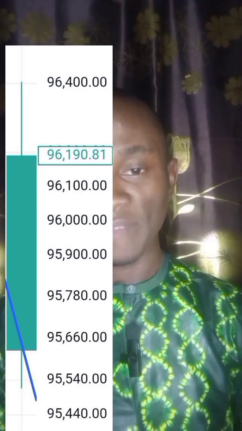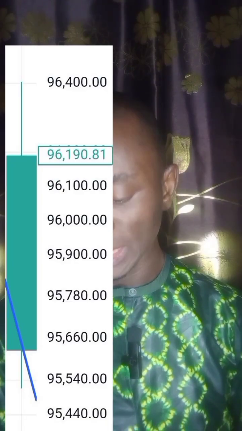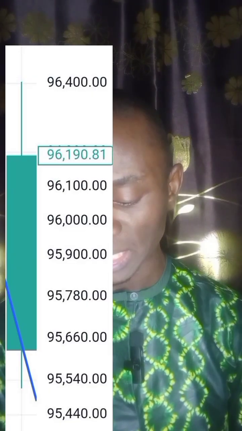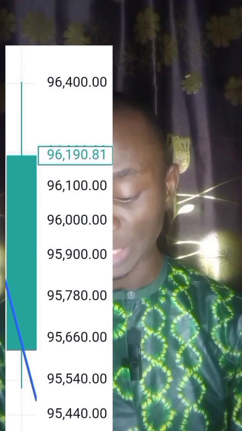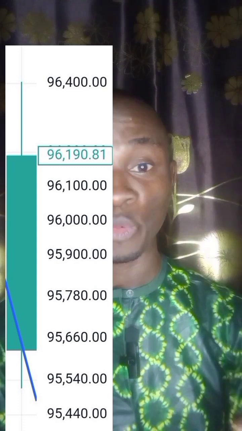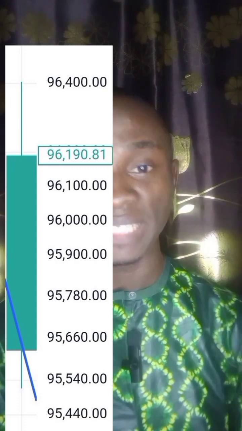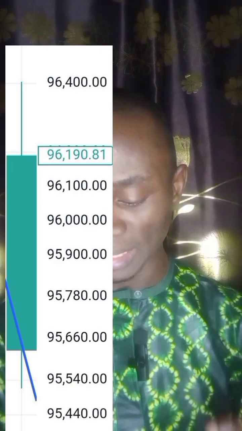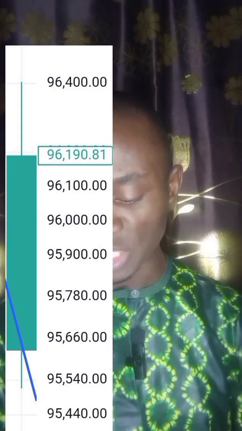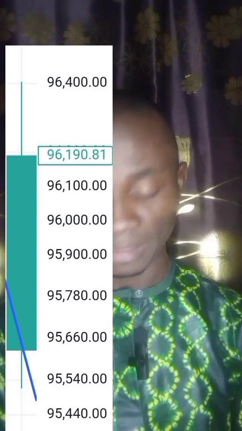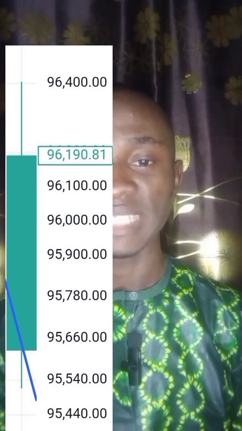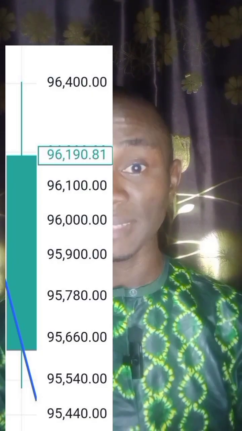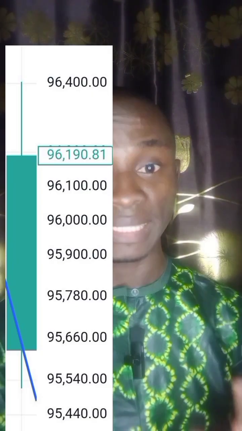So based on what we have explained so far, you can see that the opening price was around $95,600, while the closing price is around $96,190, which means that the buyers were in charge. The buyers dominated the market during this time frame. And when the price goes to $96,400, there was a strong rejection in the market, and that rejection simply tells us that the buyers tried to push the price up but were rejected by the sellers. That is what we call the wicks. That is what we call shadow.